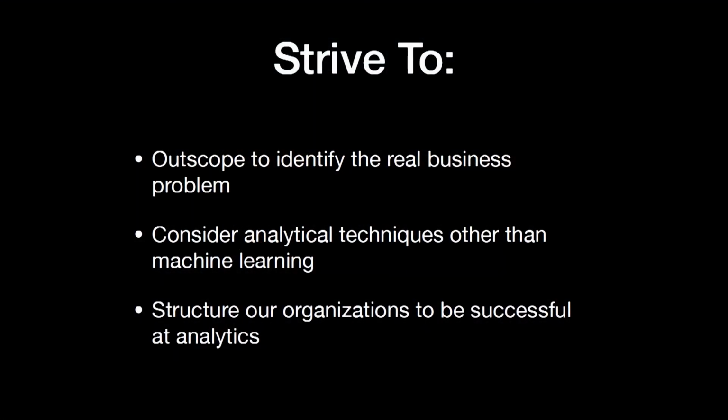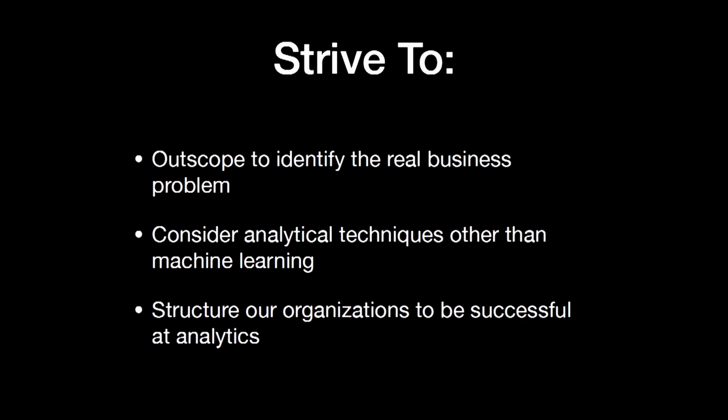So we've talked about 3 types of failures that can cost companies lots of time and money. So what are the takeaways? What have we learned other than kind of all cringing a little bit at these examples? So I would leave you with these thoughts. One, you really need to outscope to identify the real business problem. Don't just start with a data set and kind of go on a fishing expedition.